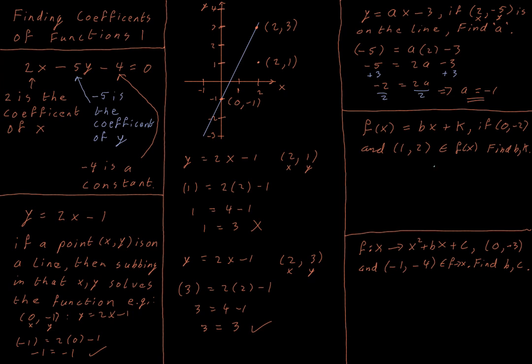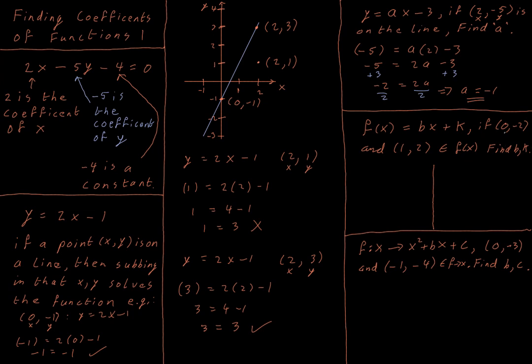I'm going to break up my line a little bit so I have more space. f of x is equal to bx plus k. So I have lots of letters going on this time, but they've given me 2 points. So if (0, -2) and (1, 2) are elements of f of x, that means these points are elements of the set f of x, so they're on the line. Find the values of b and k.